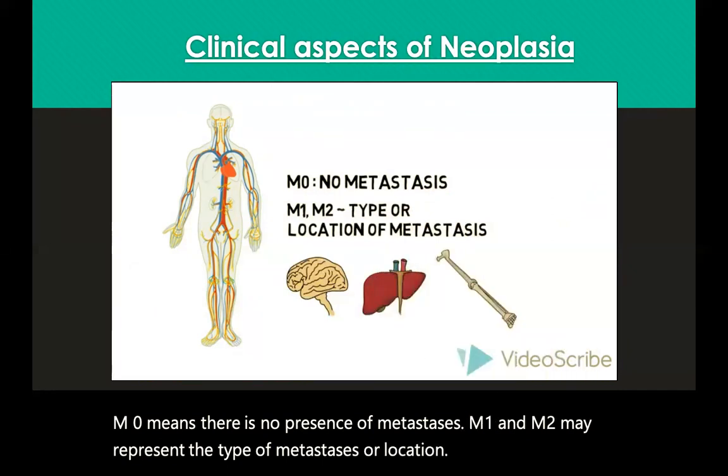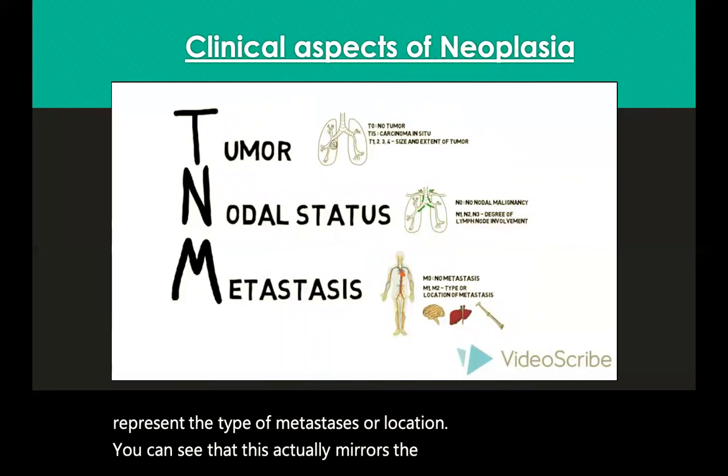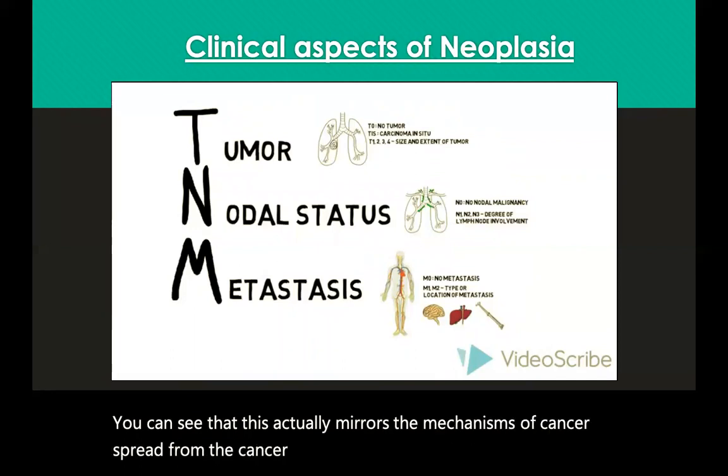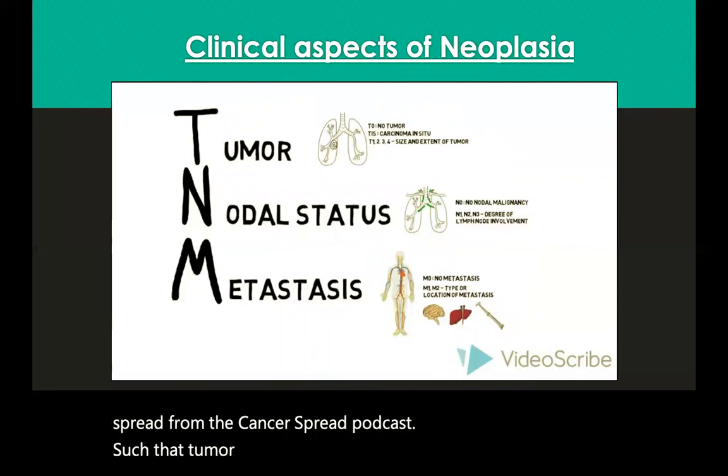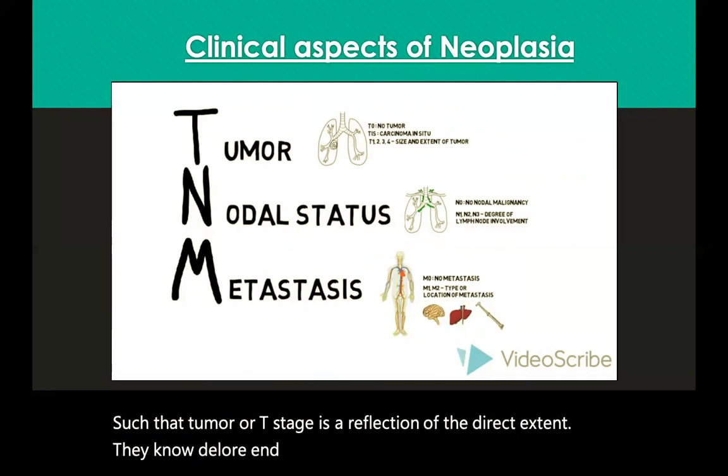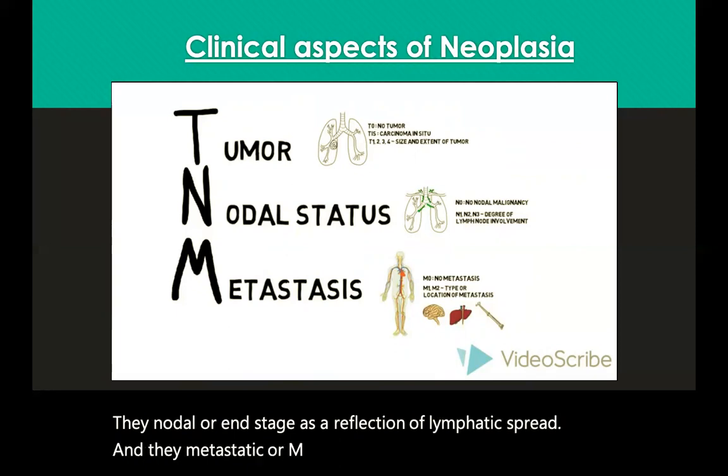You can see that this actually mirrors the mechanisms of cancer spread from the Cancer Spread podcast, such that the tumor or T stage is a reflection of the direct extent. The nodal or N stage is a reflection of the lymphatic spread, and the metastatic or M stage is a reflection of the hematogenous spread or metastases.